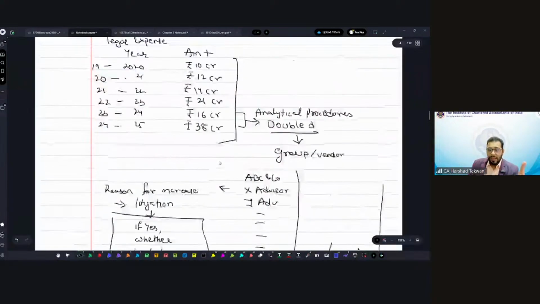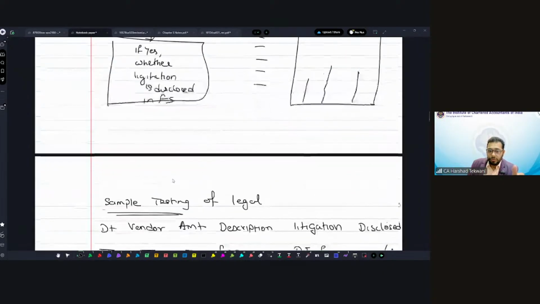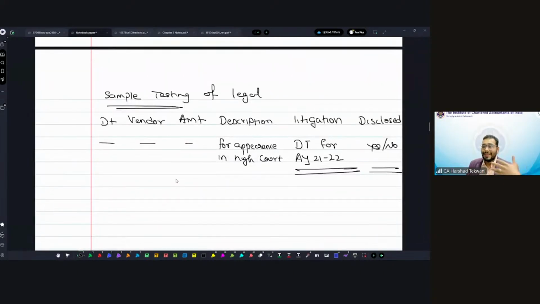Now, second way is analytical procedures. There is also a third additional testing that we do. So let's say, for example, we are the auditors for the next year also. What we will do is we will pull out the last year's testing and we will see which vendor is tied to which litigation. So litigation vendor mapping. Okay, LVM, we call it LVM, litigation vendor mapping.